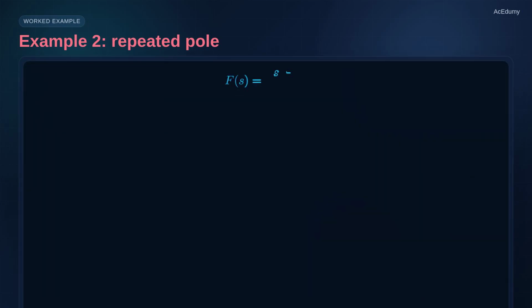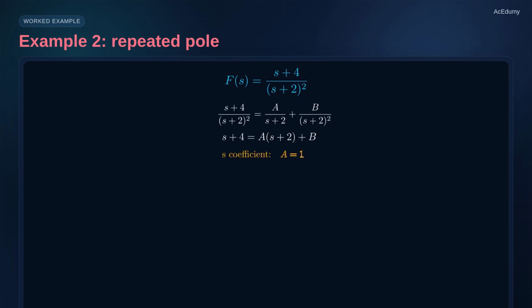Example 2. A repeated pole. Let f of s equal s plus 4 over s plus 2 squared. A repeated factor needs a full ladder, a over s plus 2 plus b over s plus 2 squared. Multiply through by s plus 2 squared. We get s plus 4 equals a times s plus 2 plus b. Compare coefficients. The coefficient of s gives a equals 1. The constant term gives 4 equals 2a plus b. Since a is 1, b equals 2.